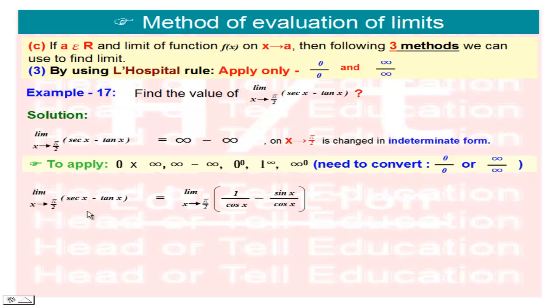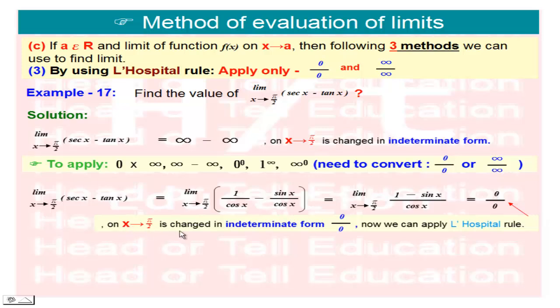Limit x tends to pi by 2 of sec x minus tan x equals limit x tends to pi by 2 of 1 by cos x minus sin x upon cos x. So I write like this, and next, limit x tends to pi by 2 of 1 minus sin x upon cos x. Now if we check the limit pi by 2, put 1 minus sin pi by 2, where sin pi by 2 is 1 and cos pi by 2 equals 0. So it again converts to 0 divided by 0. This time the indeterminate form is 0 upon 0.